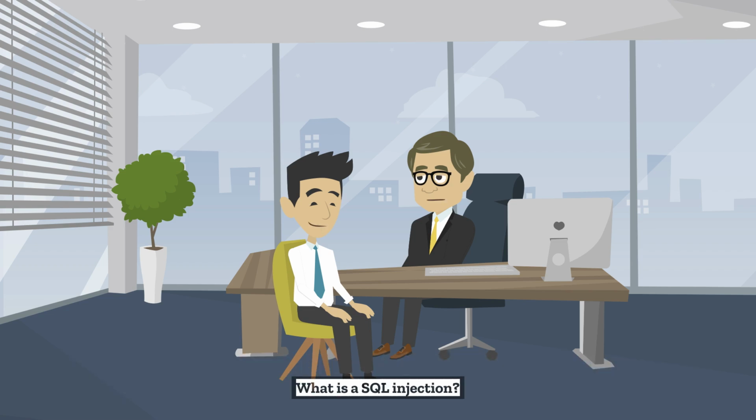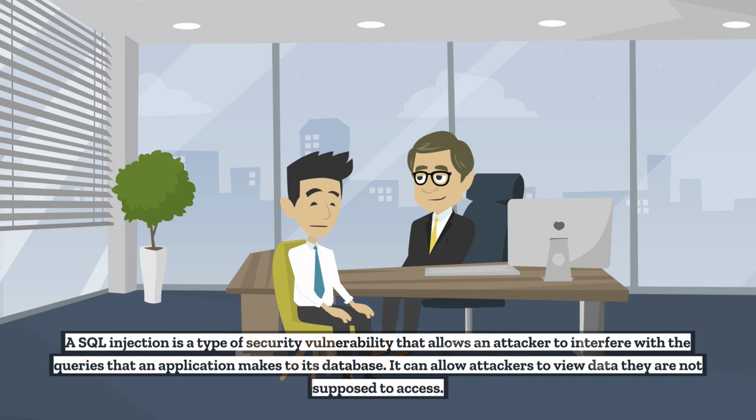What is a SQL injection? A SQL injection is a type of security vulnerability that allows an attacker to interfere with the queries that an application makes to its database. It can allow attackers to view data they are not supposed to access.